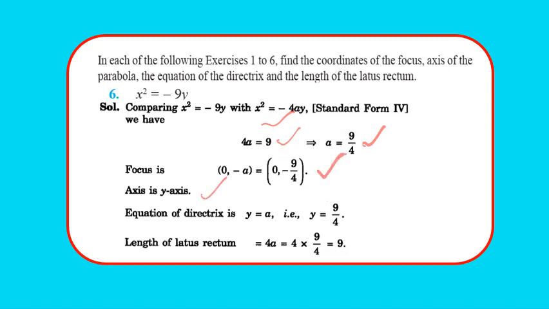Axis will be y-axis, and equation of the directrix is y equals to a, that is y equals to 9 by 4. And the length of latus rectum is 4a, so 4 into 9 by 4, that is 9 units. Clear? So pause and note down the solution.